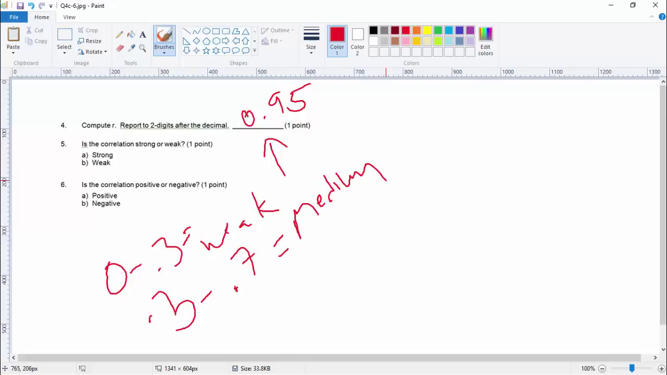You know, so I go up to 0.7. Well, obviously this one is huge, right? So we know that it is strong. So that's the answer to 5. Finally, is the correlation positive or negative? Well, we have 2 ways of seeing it. One is we saw the scatter plot, it was going up and not down, so that's positive. Also, this r is literally positive, so the answer is positive.